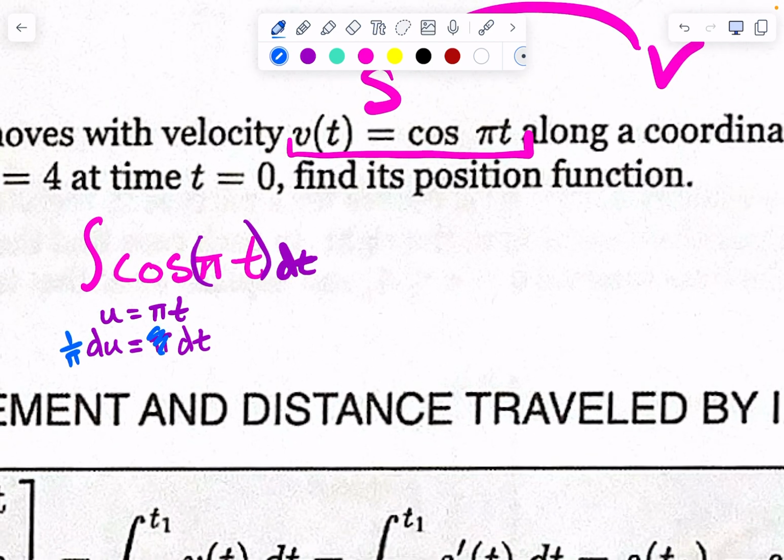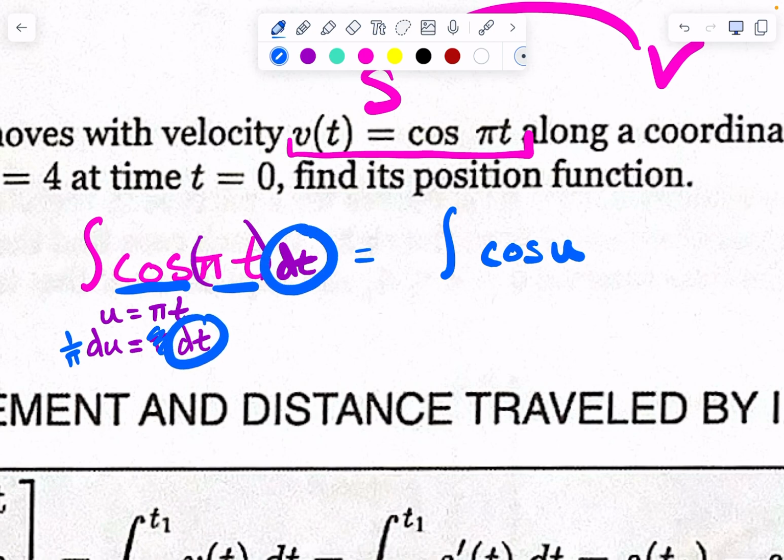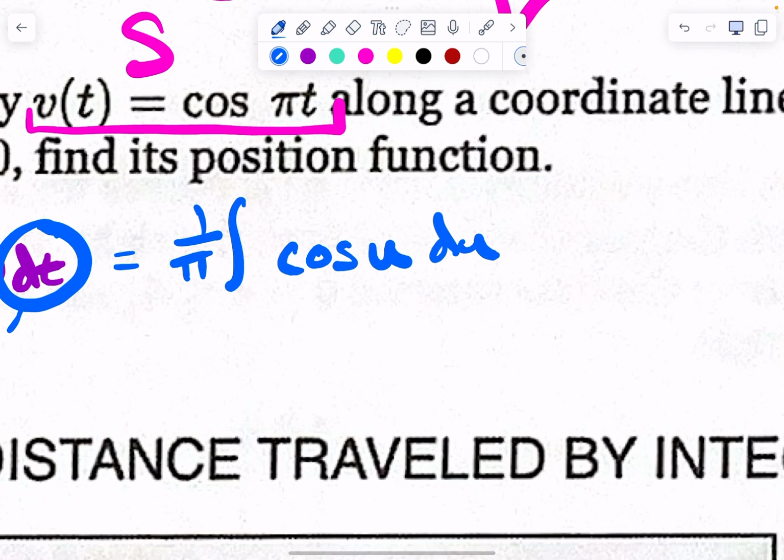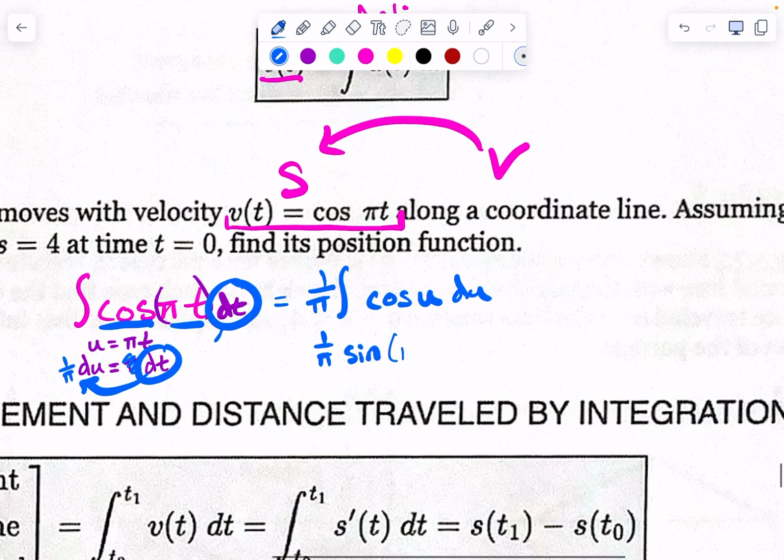All right, now I start to substitute. Here's my integral. This is now cosine of u, and dt is getting replaced with 1 over pi du. Do we kind of remember this process? Now we do the antiderivative of cosine. The derivative of sine is cosine, so the antiderivative of cosine is sine. So 1 over pi sine of u, but u is pi t, plus c.